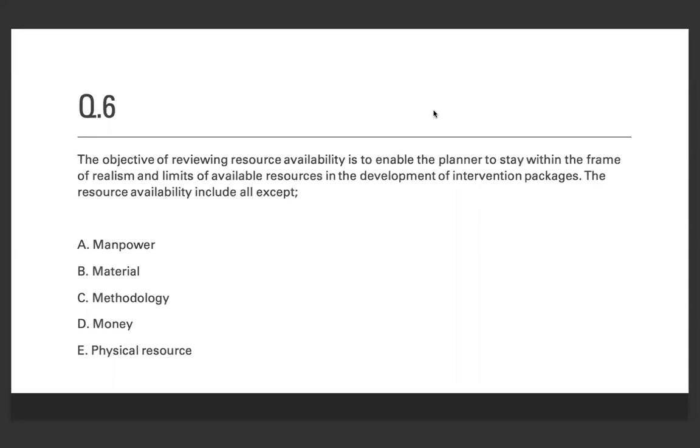Question number six. The objective of reviewing resource availability is to enable the planner to stay within the framework of realism and limit of available resources in the development of the intervention package. The resource availability includes all except: option A, manpower; option B, material; option C, methodology; option D, money; option E, physical resource. Methodology. Yes, the correct answer is C.